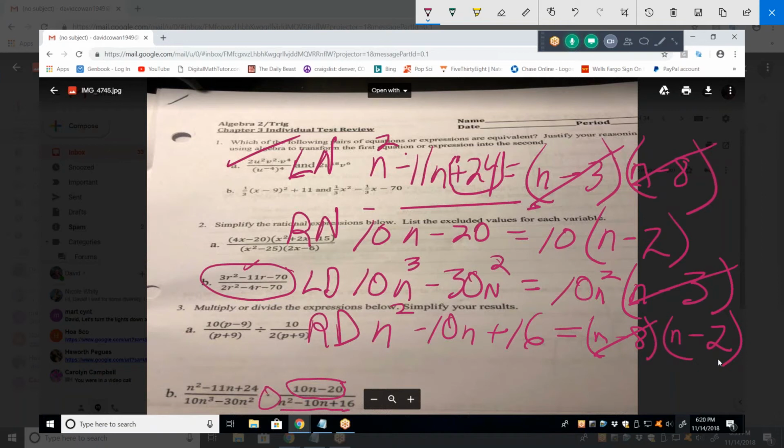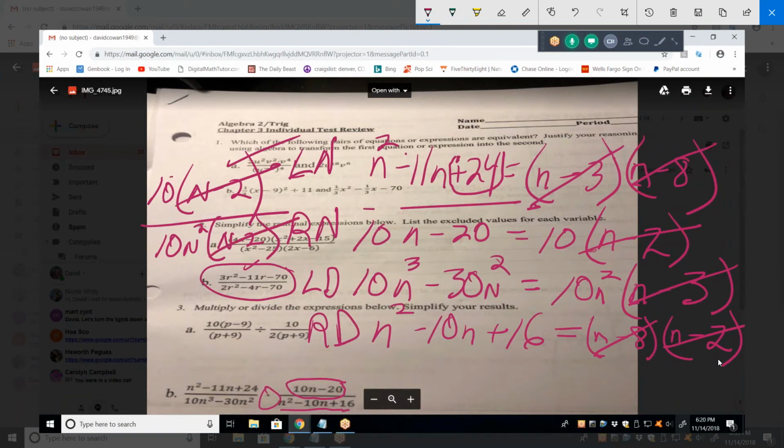Okay? So what's left on the top is 10 times n minus 2. What's left on the bottom is 10n squared times n minus 2. This n minus 2 over here. In other words, we could have canceled those two out also. Okay. And I can cancel the 10s out. So what am I left with? 1 over n squared.